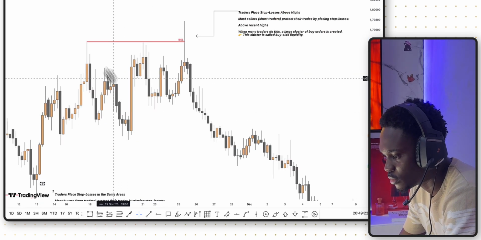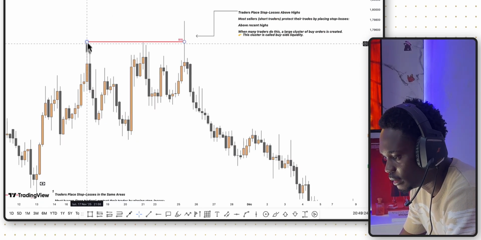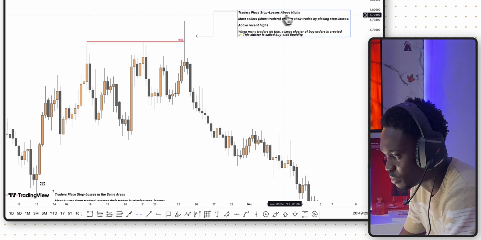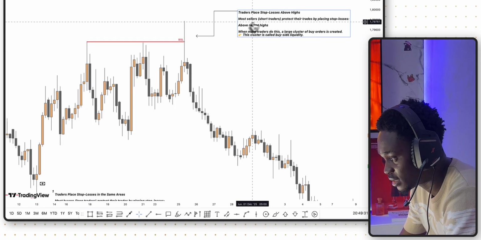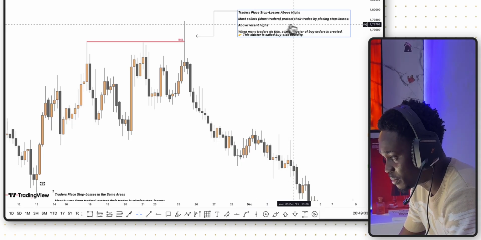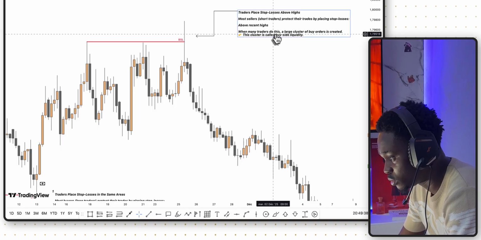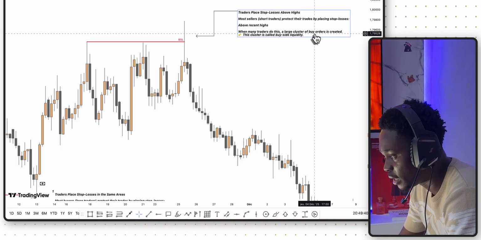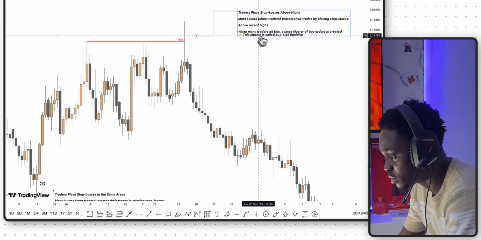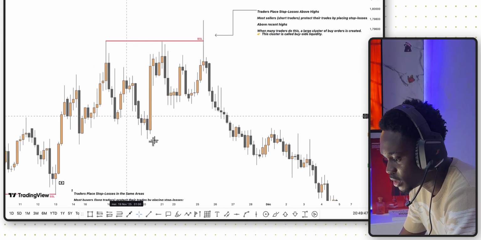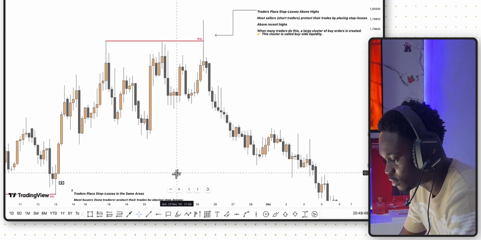Buy side liquidity, what did we see here? We have a higher high here. Traders place stop losses above highs too. Most sellers protect their trades by placing stop losses above recent highs. When many traders do this, a large cluster of buy orders is created. This cluster is called buy side liquidity. Okay, so the same thing I showed you in the sell side liquidity example.